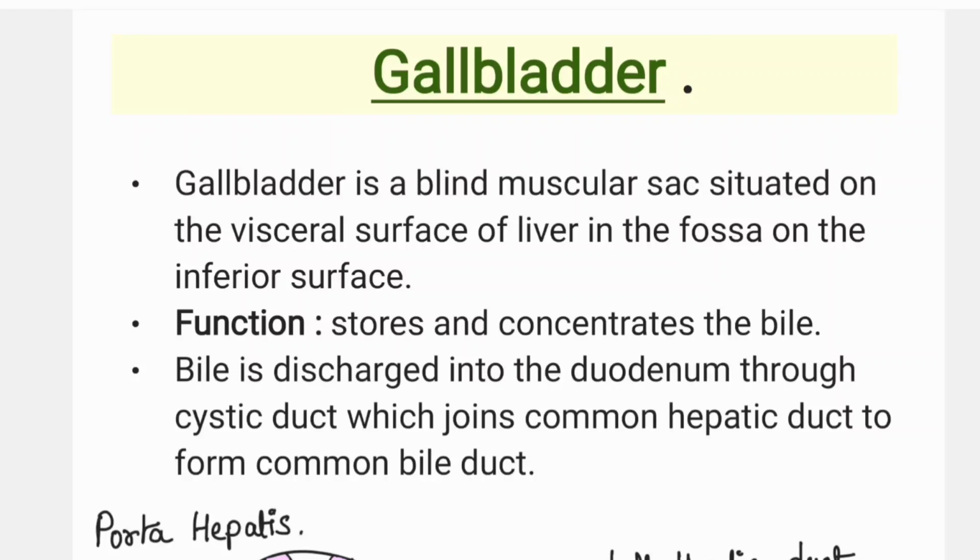Hello and welcome everyone. Today we are going to study the histology of the gallbladder. So let's study our today's topic.